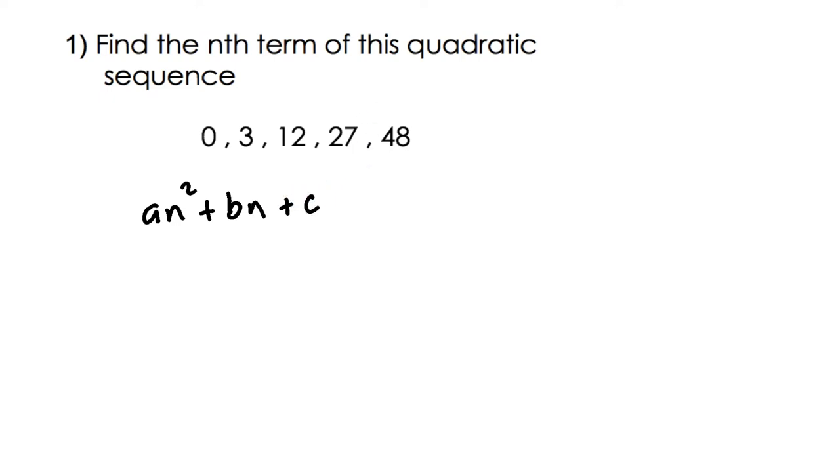To find the value of a, what we need to do first is to find the first difference and then the second difference. Once we have identified the second difference, we can divide the second difference by 2. So let me just write the question out over here.